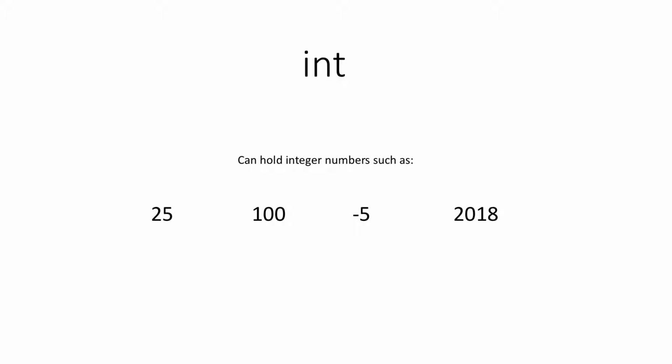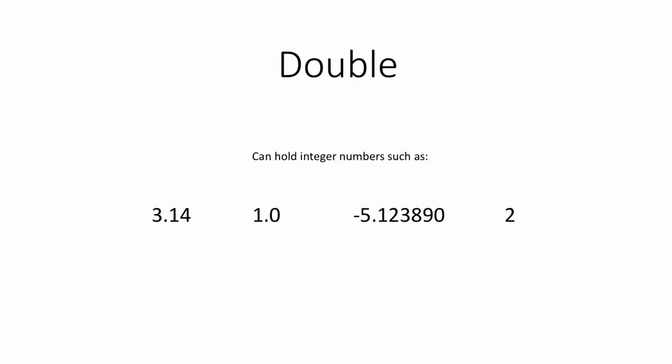Now, an int can only hold integers. So if we wanted to hold a decimal number, we need to use a different data type called a double. A double allows us to store decimal numbers like 3.14, 1.0, -5.123, 89.0, or 2. So now that we have these two data types, let's see how we can use them in our programs.